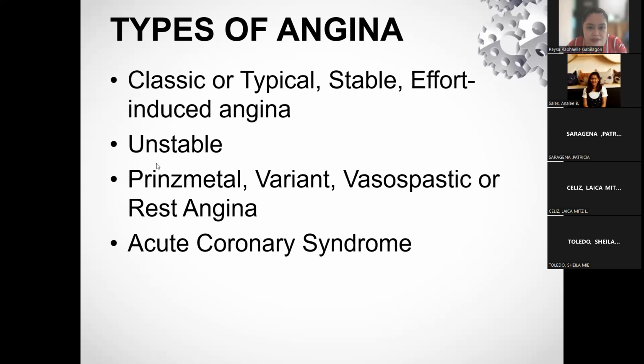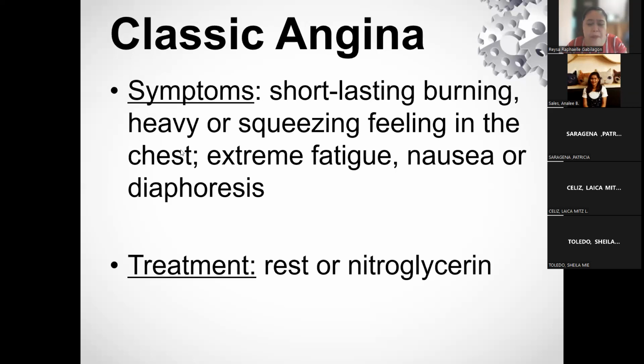And then we have unstable angina. And then ito naman, parehas lang ito sila lahat. Different names lang ito: Prinzmetal, variant, vasospastic, or rest angina. And lastly, we have the acute coronary syndrome. Now, let's talk about them one by one. Let's start with classic angina.